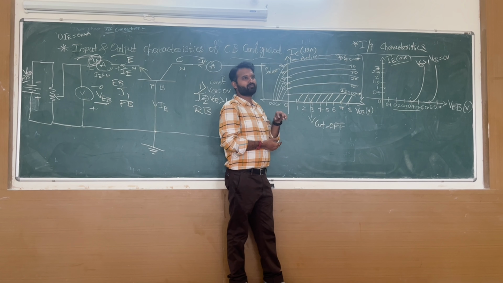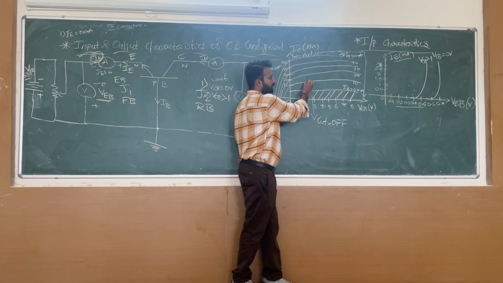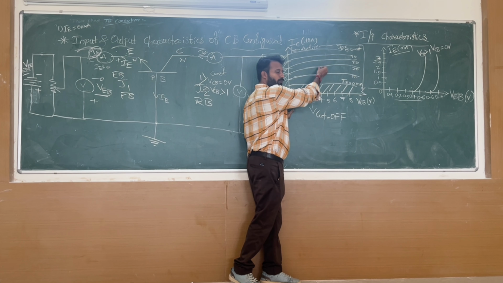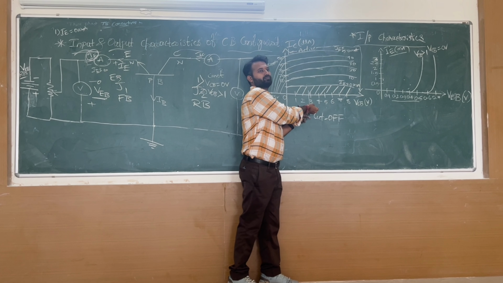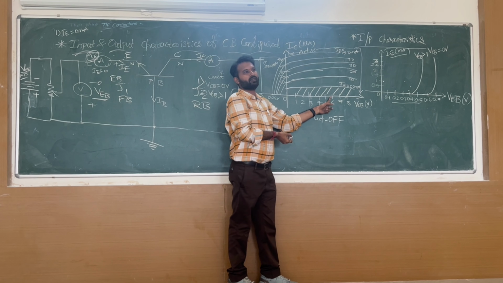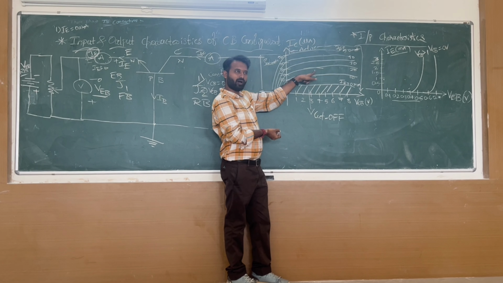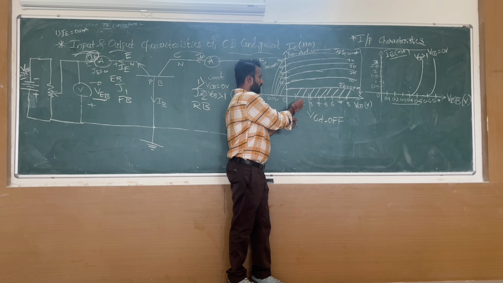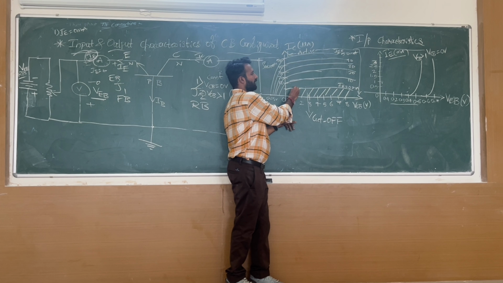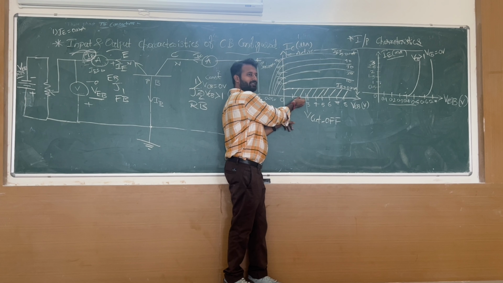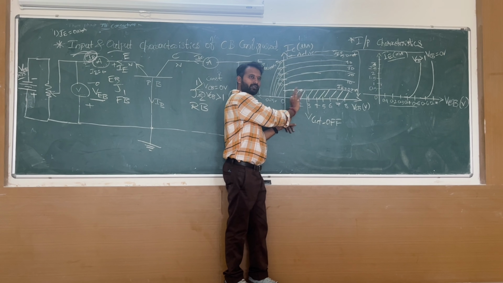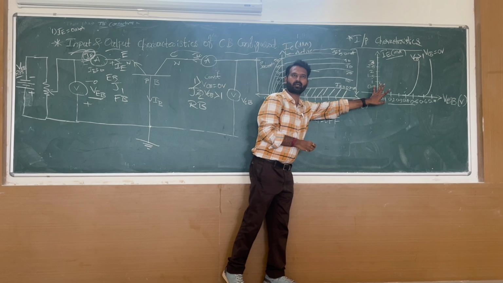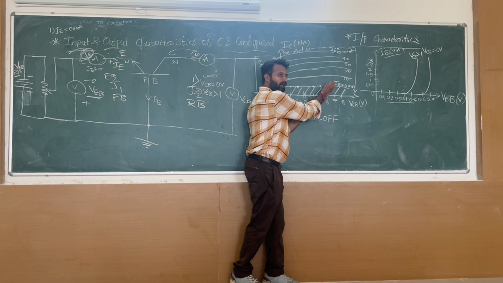So what is happening here? These curves, I am not telling lines, these curves are parallel to VCB. If you increase VCB, IC is constant. Look here, I am varying VCB as 1, my IC is here. I am varying VCB as 2, IC is here only, it is not changing. This is not that kind of linear graph. IC values are constant only.